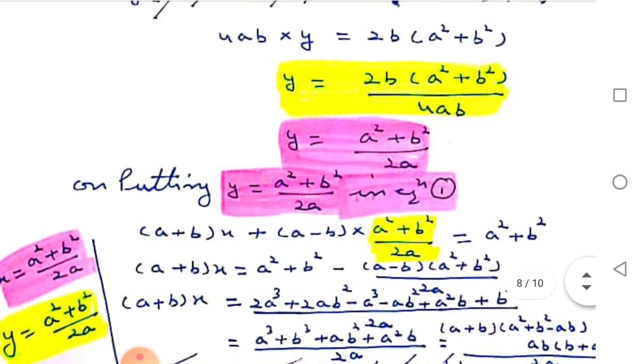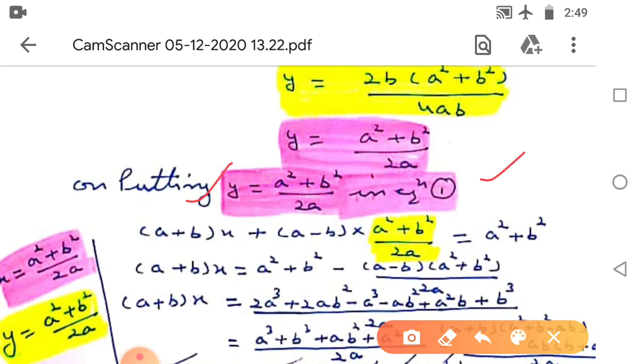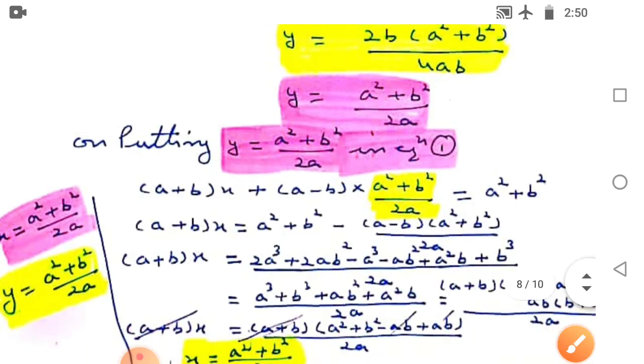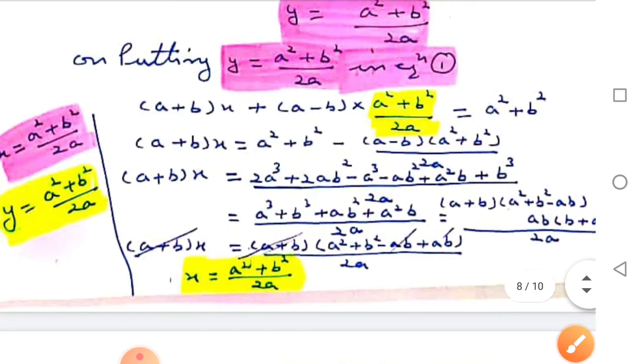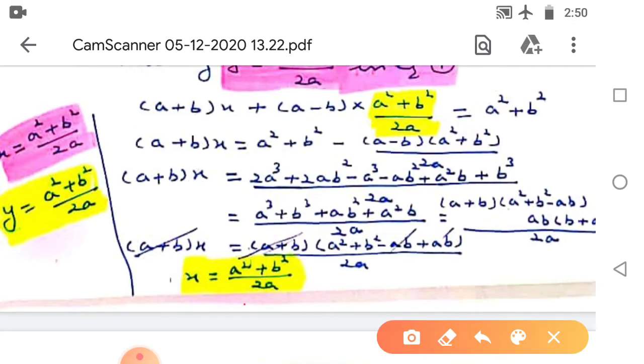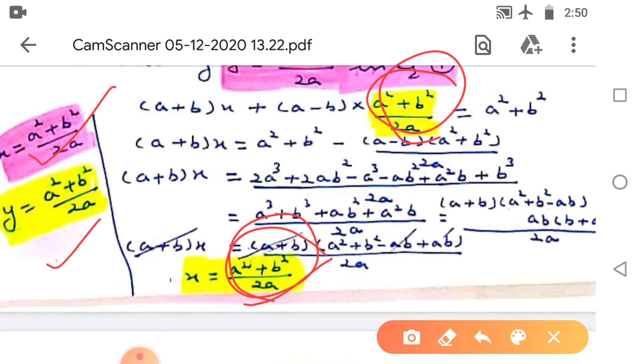Now on putting the value of y in equation 1, look at here, this is a minus b, this is y, so this is (a² + b²) upon 2a, the value of y. And after solving this, you have to do a little bit of calculation, and then we get the value of x as (a² + b²) upon 2a. So the value of x is (a² + b²) upon 2a, and the value of y is (a² + b²) upon 2a. Clear?